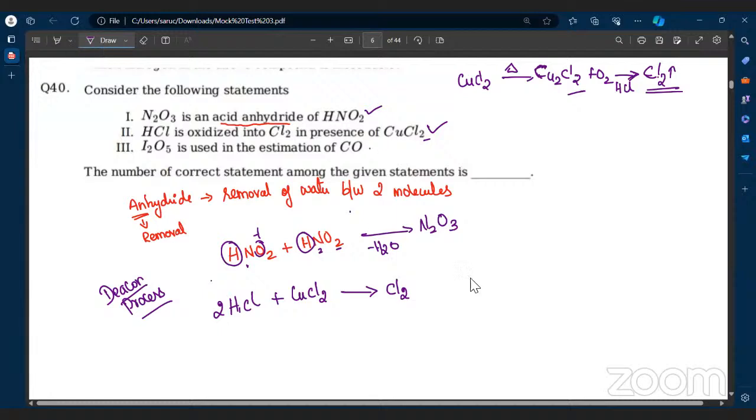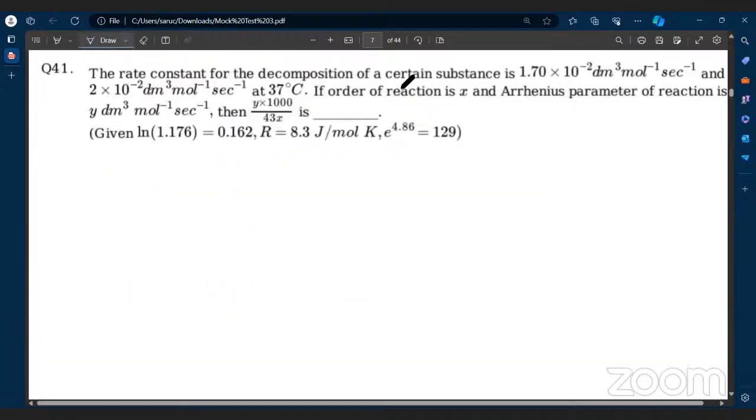So moving to the next question. The rate constant for the decomposition of a certain substance is 1.7 into 10 power minus 2 decimeter cube mole inverse second inverse and 2 into 10 power minus 2 decimeter cube mole inverse second inverse at 37 degrees Celsius. If the order of reaction is X and the Arrhenius parameter of the reaction is Y decimeter cube mole inverse second inverse, then Y into 1000 by 43 X is going to be. They have given you the calculating values too, the ln value, R and e power value.